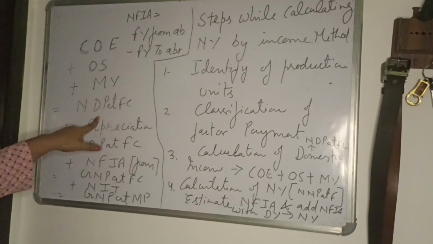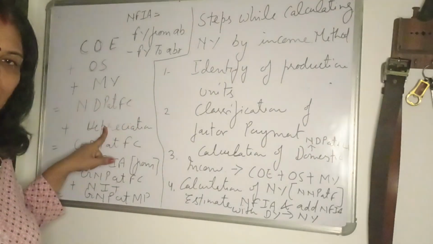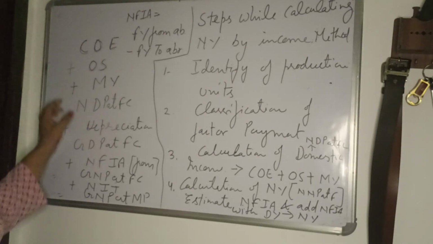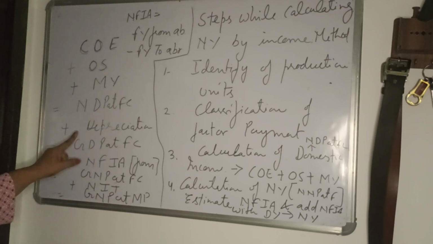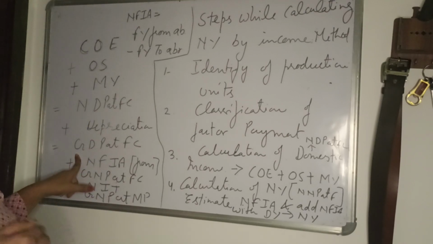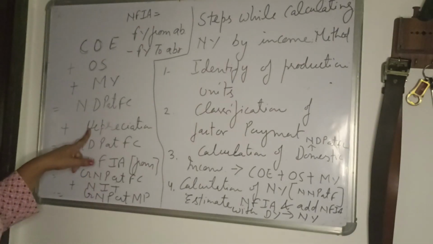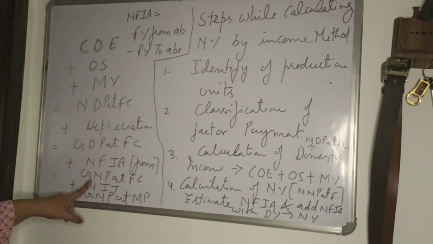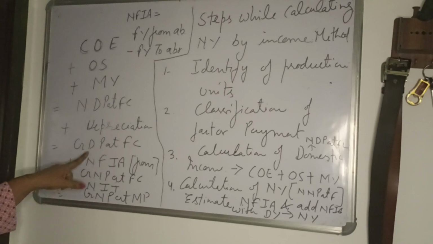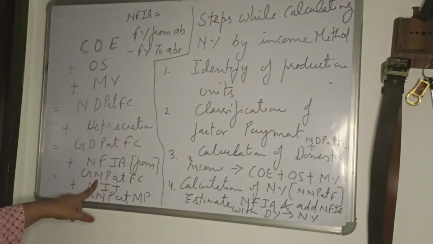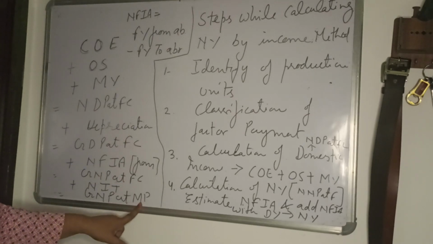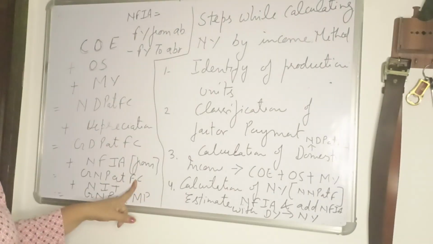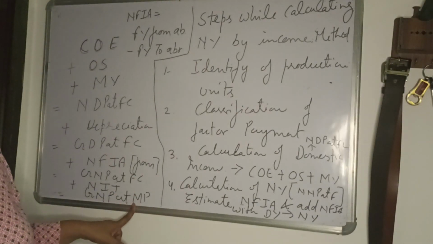After getting NDP at FC, which is also known as domestic income, you are supposed to check what is asked in the question, right? And accordingly do the treatment with this. If you are asked gross in the question, you have to add depreciation. Net will be converted into gross. If you have to calculate national, then NFIA will be added to domestic. You will get national. If you have to calculate MP, then you have to add NIT, net indirect taxes, to factor cost. Then factor cost will be converted into market price.